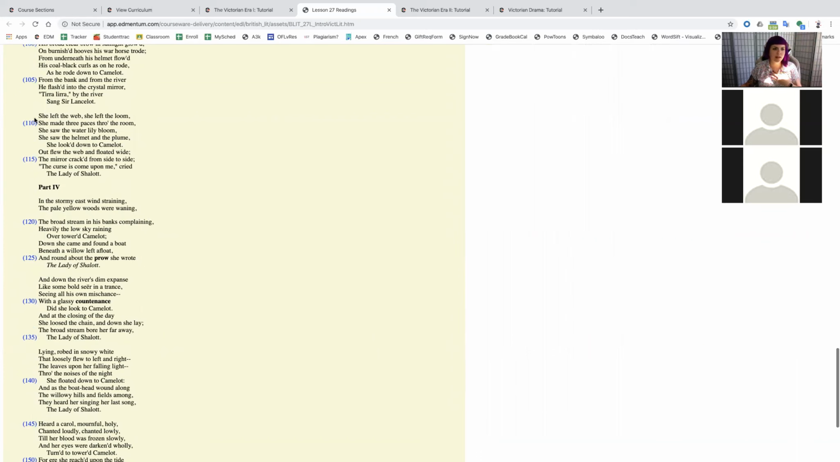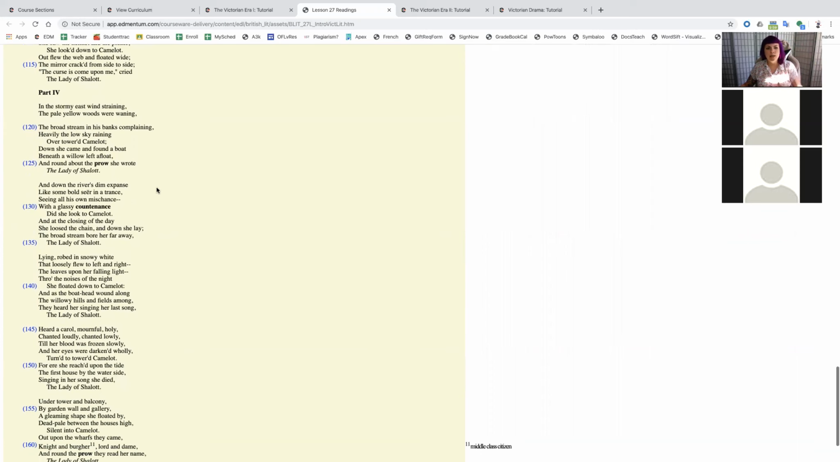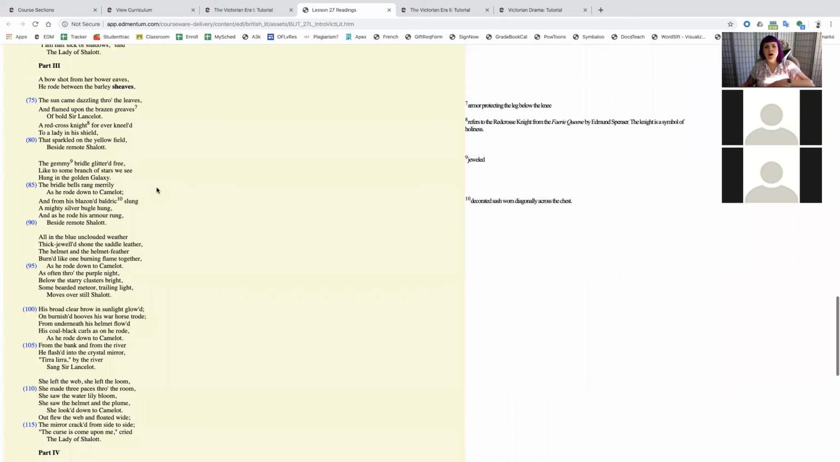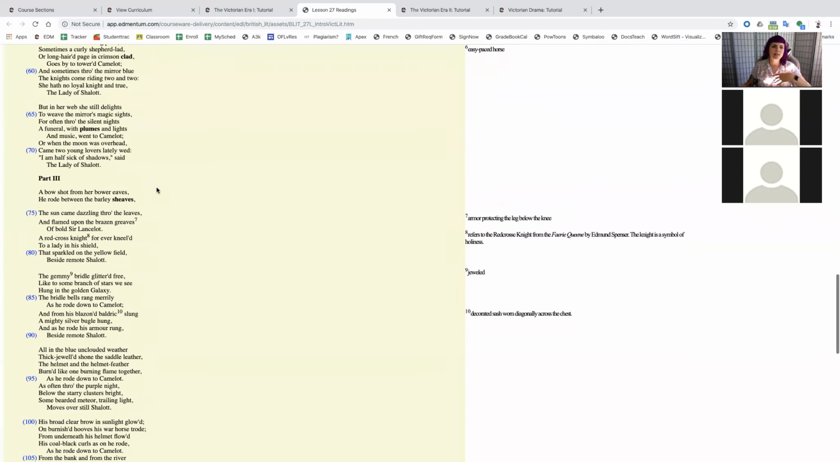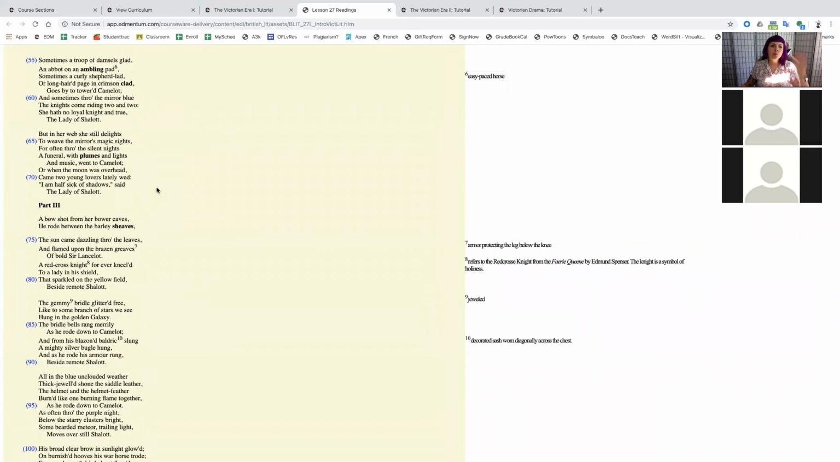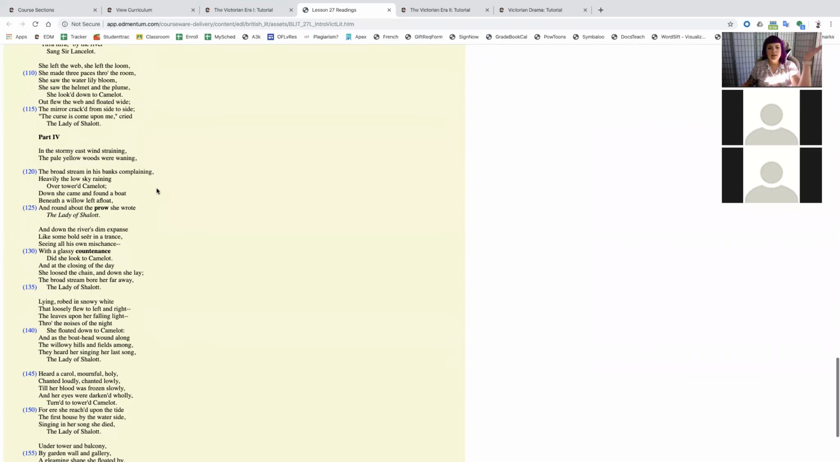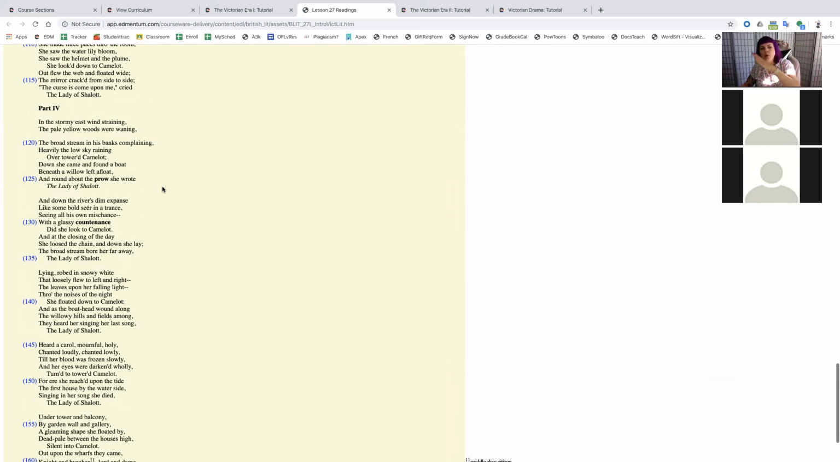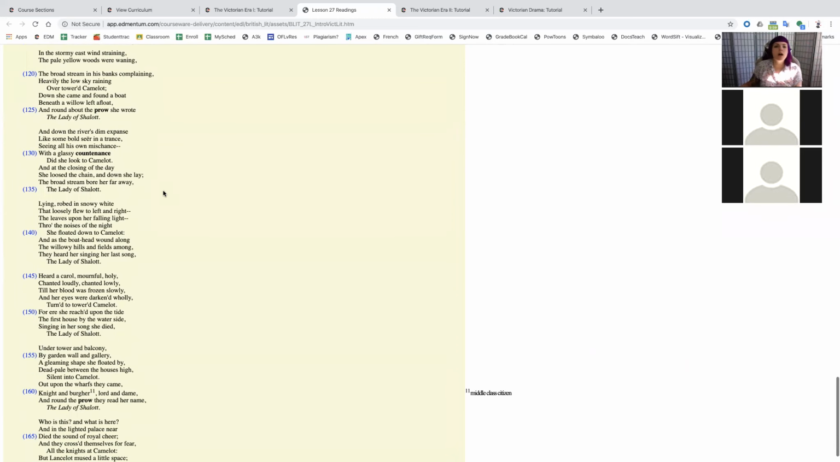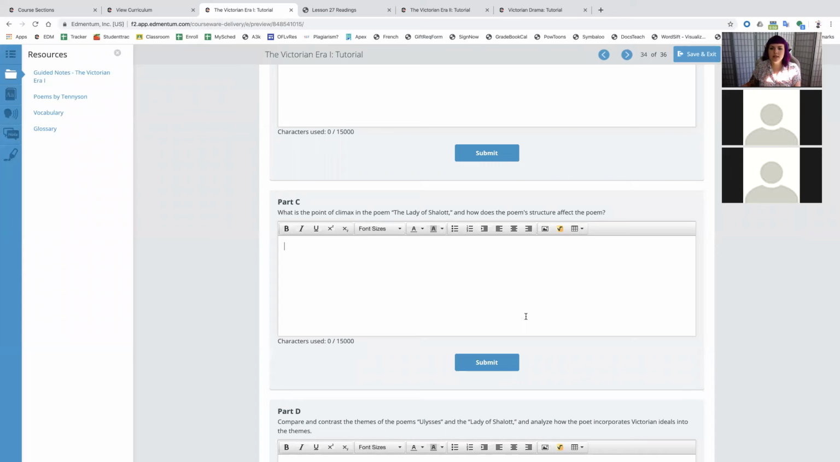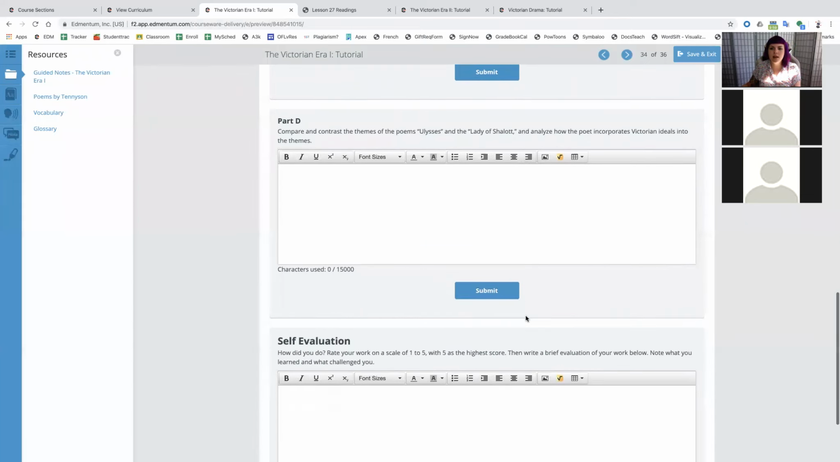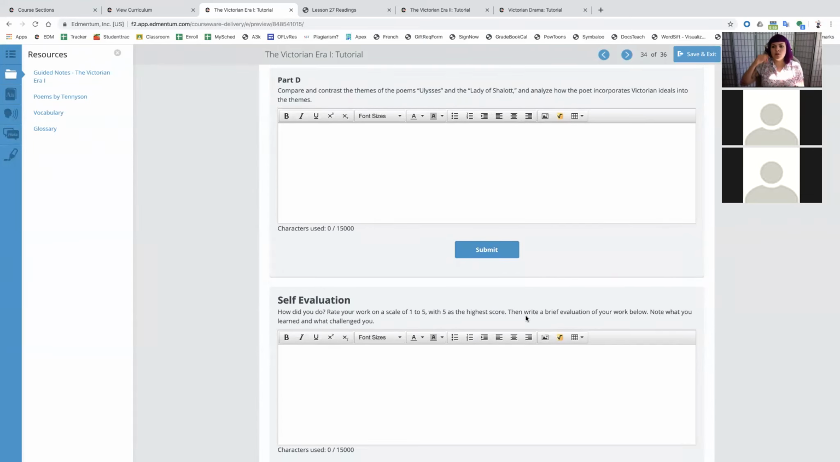So it happens right at the end of part 3, where the mirror cracks. And then what happens after that, right? We've got all of this description, the sun, all this stuff about Lancelot, how she's weaving. How does the poem change from there is what you're looking at. And then, how are the Victorian ideals incorporated into the themes of them?